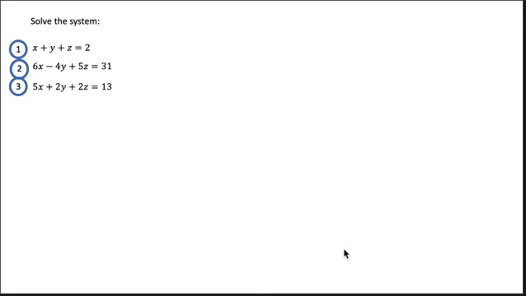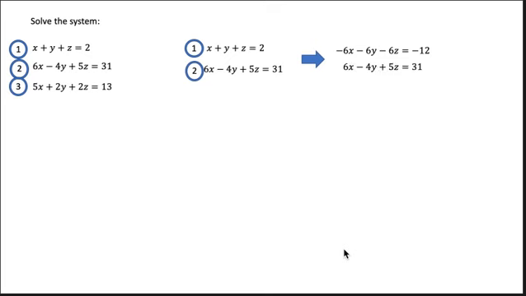To start off, I'm going to choose two of these equations, 1, 2, and 3, and eliminate one of the variables. I decided to take equation 1 and equation 2, and I'm going to eliminate the variable x from these two equations. To eliminate x, I have to multiply equation number 1 by -6. That gives me -6x, -6y, -6z equals -12. The second equation stays the same.